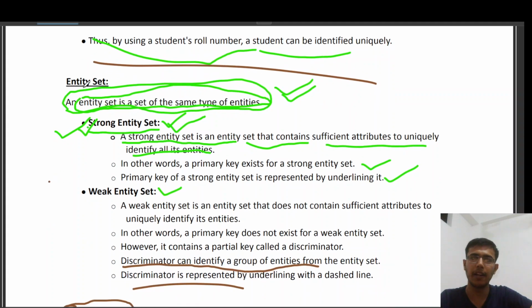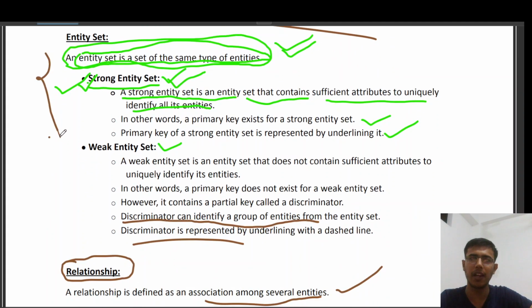Entity set we have discussed. What is an entity set? An entity set is a collection of entities. Entity sets are also of two types: one is the strong entity set, the other is the weak entity set.